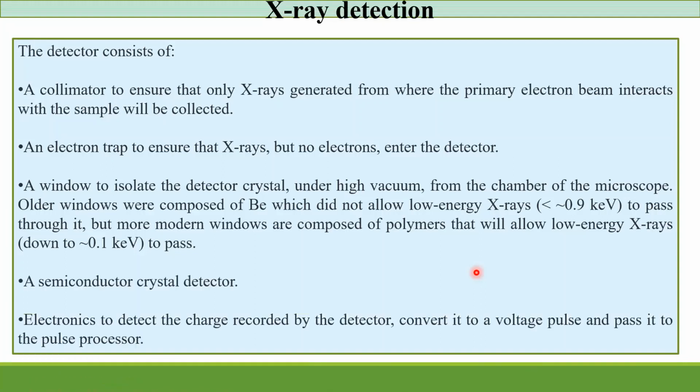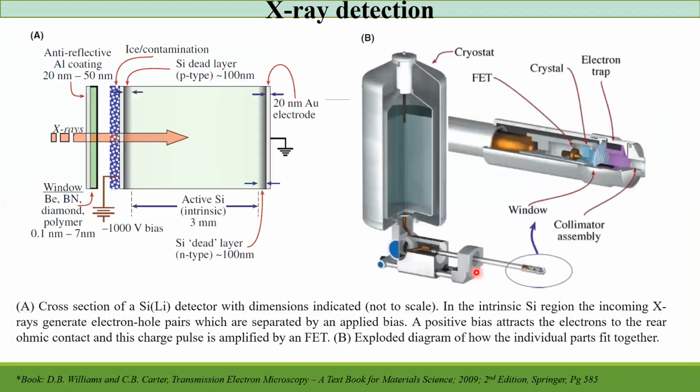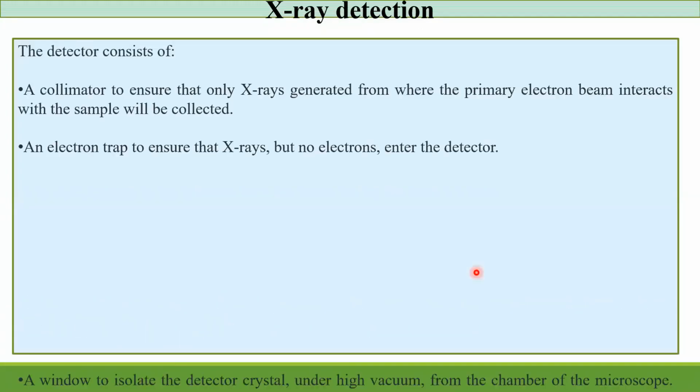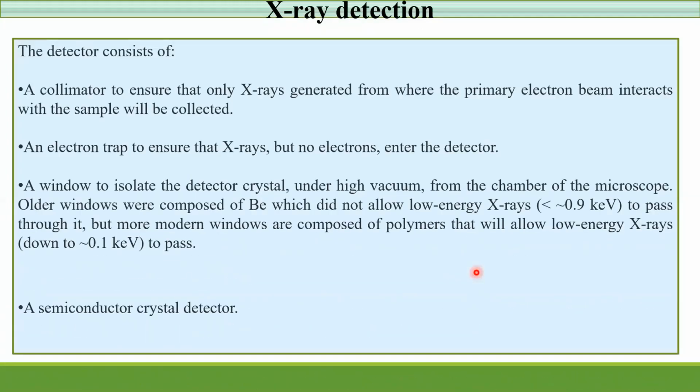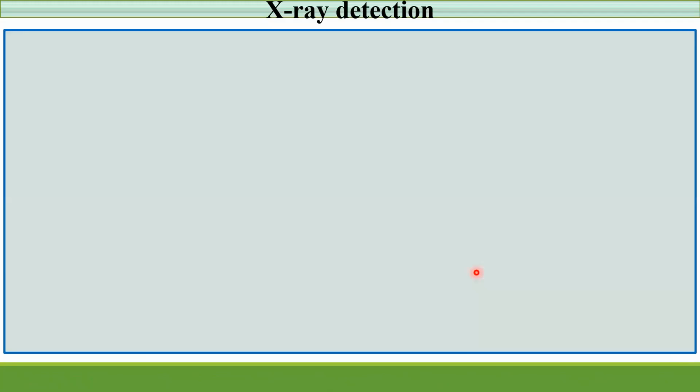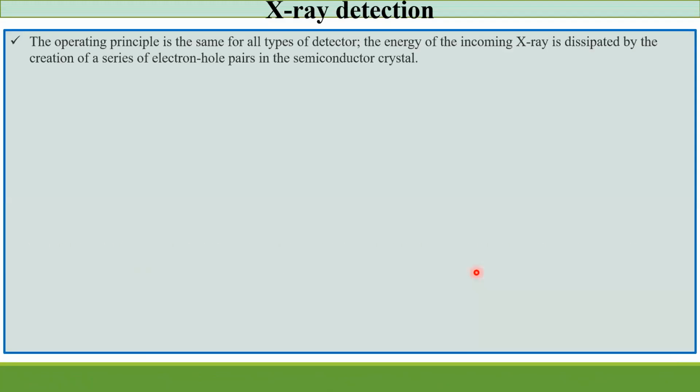So the semiconductor crystal detector is available. Then the electronics detect the charge recorded by the detector, convert it to a voltage pulse and pass it to the pulse processor. So this is what we need to understand from all these slides, from here to here. I just tried to put all those in lines to make it better understood, about what's happening on the EDS detector side. Apart from that, the basic operating principle is the same for all types of detectors.